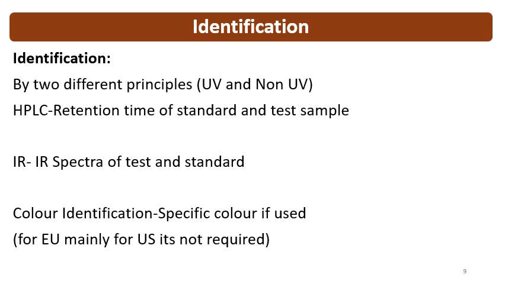Then coming to the identification. So identification is required to be done by different principles like UV and non-UV. So HPLC and IR is done. And for the European Union, color identification is required. So if the formulation contains color and titanium dioxide, at that time this color identification test is required. So in HPLC testing, the retention time of the standard is tested and compared with the test sample. And similarly in infrared spectra, the infrared spectrum of the test should match with the standard spectrum.